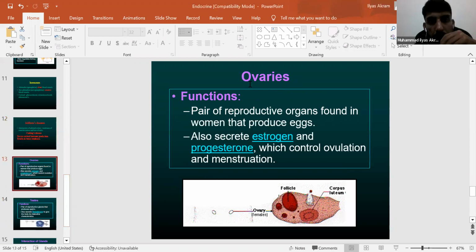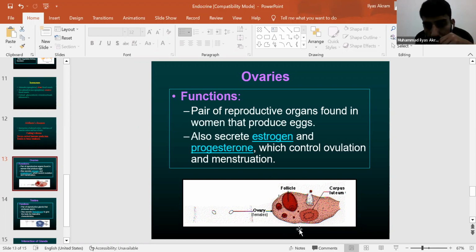The next glands are the ovaries, the glands that produce hormones in the female. Their main function is as the reproductive organ found in women that produces eggs. They also secrete estrogen and progesterone. Estrogen works in the induction of milk, while progesterone, also called the birth hormone, induces the implantation of the egg in the uterus, and helps control ovulation and the menstrual cycle.